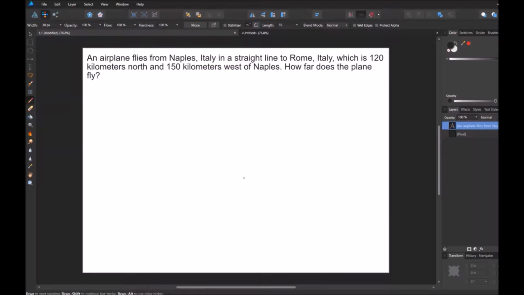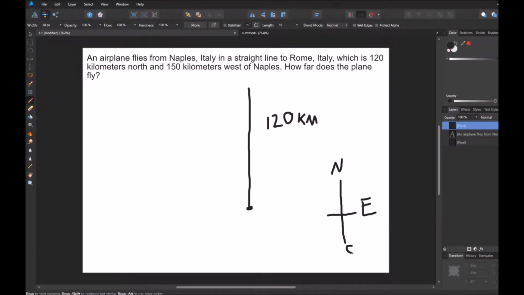So let's just say that Naples, Italy is right here, because that's where we're starting. And so this plane is flying 120 kilometers north of Naples. So this is going to be 120 kilometers north. And I'm just doing a standard compass where it's north, east, south, west. So we're going 120 kilometers north, and then we're going 150 kilometers west. And it wants to know the distance between Naples and Rome.